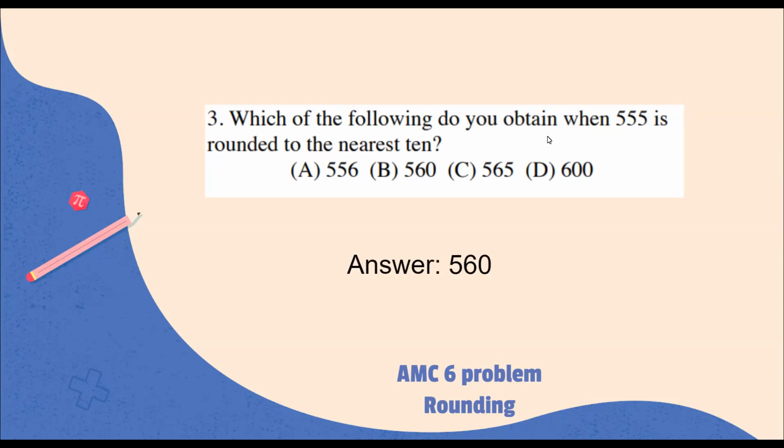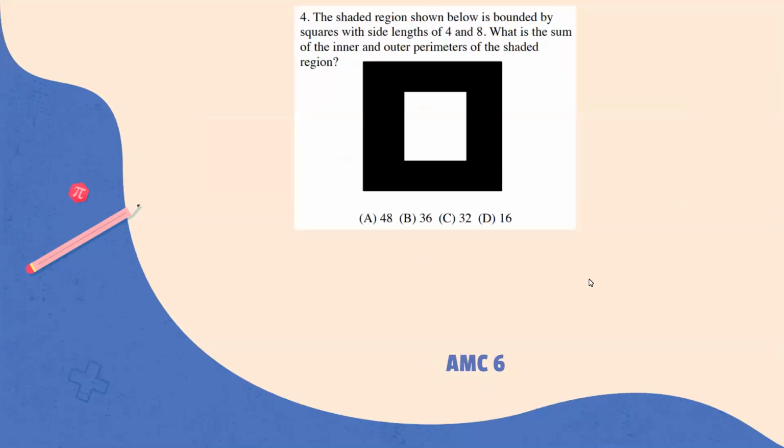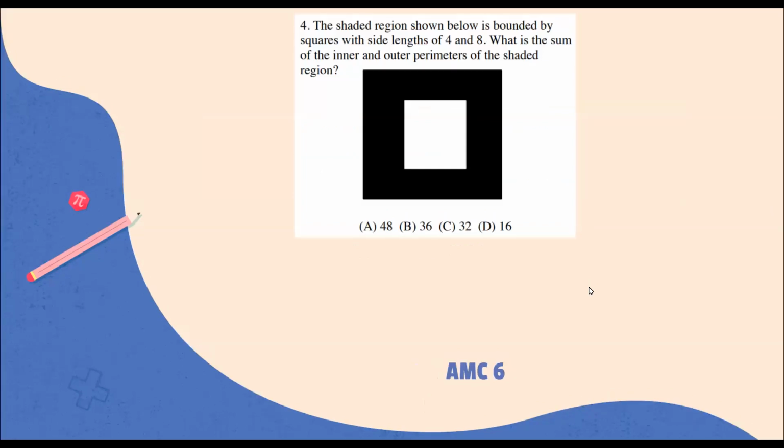The answer is 560, which is B. So I think everyone here knows how to round. For this next question, it'll be perimeters.